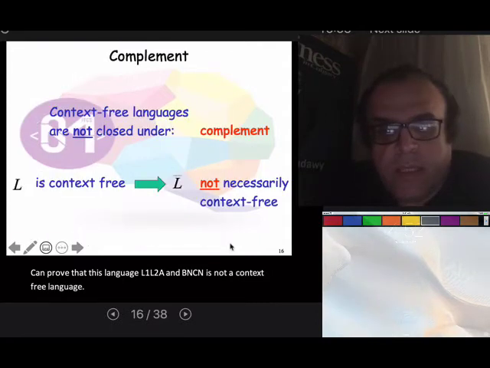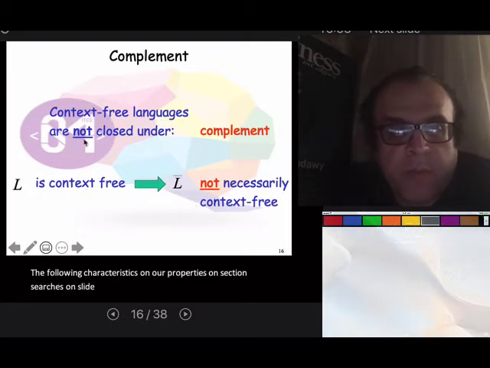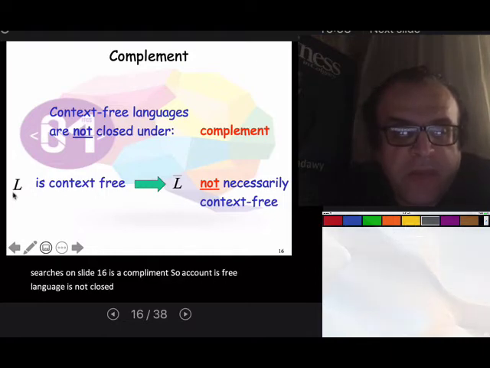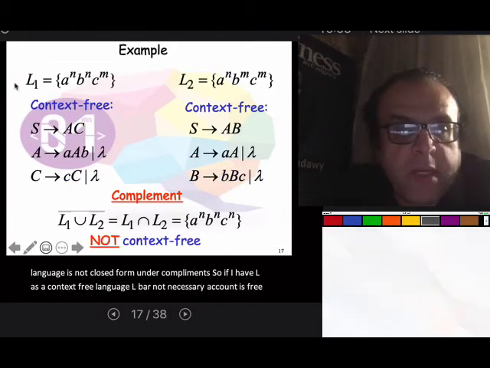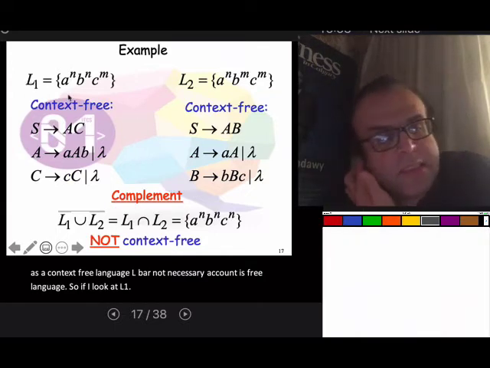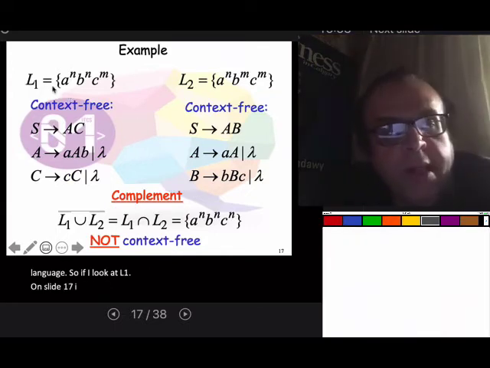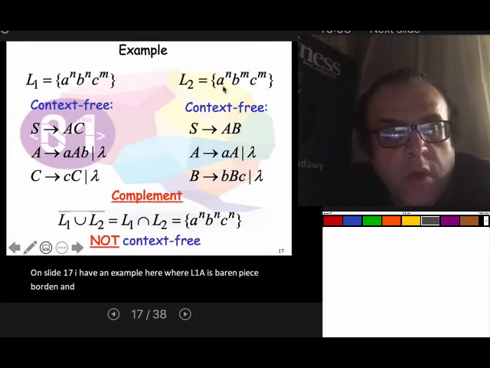The following property, on slide 16, is the complement. A context-free language is not closed under complement. So if L is a context-free language, L bar is not necessarily a context-free language. On slide 17, I have an example where L1 is a^n b^n c^m, while L2 is a^n b^m c^m.